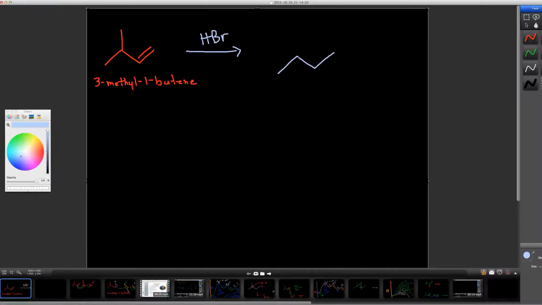in which we get an addition of bromine to the more substituted carbon and an addition of hydrogen to the less substituted carbon. We also saw that this molecule can rearrange.